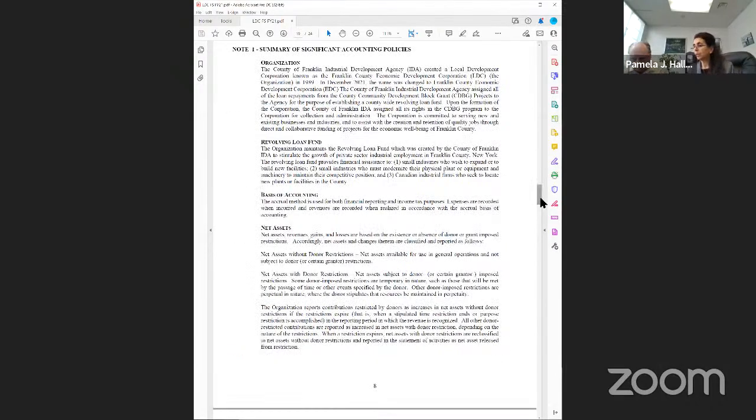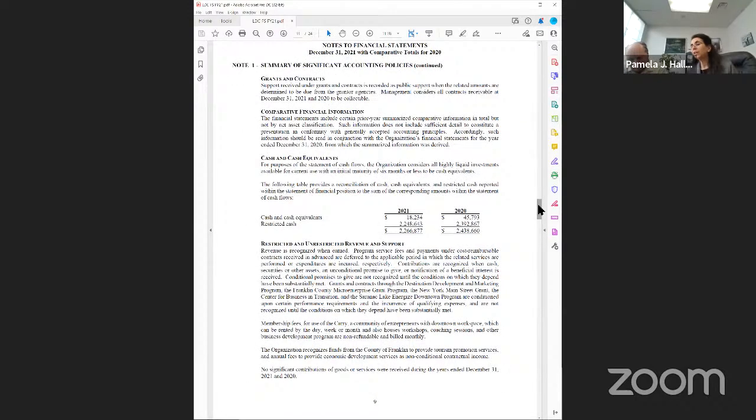So we do have our regular summary of significant accounting policies, organization. The big thing that happened here is we had a name change in December. So local became economic and we refer to it now as the EDC. So that is in that first paragraph. We talk about the revolving loan fund, your basis of accounting, the definition of our net assets, cash and cash equivalents. That shows a reconciliation on the cash flow statement. So we're looking at our unrestricted cash as well as our restricted. So that gives you a total to tie to, should you want to do that. You didn't have any in-kind services that were noted. So no one donated anything that would be recorded.